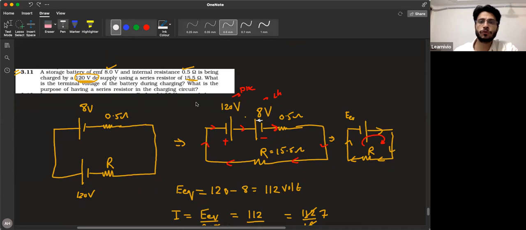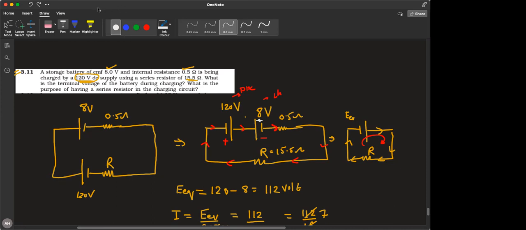So it's from negative to positive. If it is negative to positive, that means your cell is charging. And if the direction of current is from positive to negative, that means your cell is discharging. So in this cell, the direction is from negative to positive, so it's charging. And here it's positive to negative, so it's discharging. Okay? Let's start the lecture.